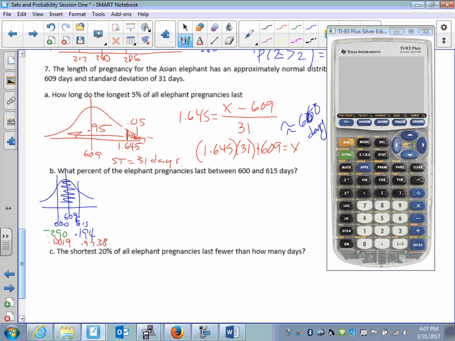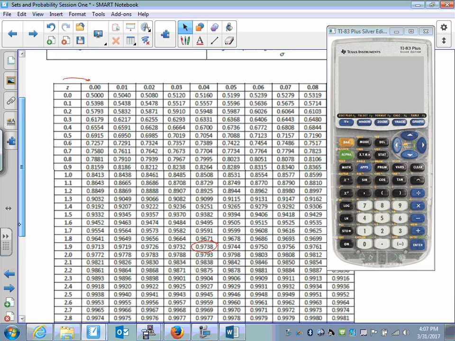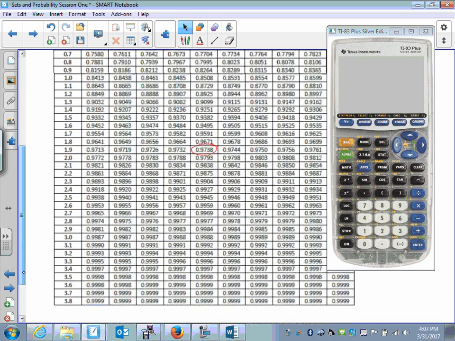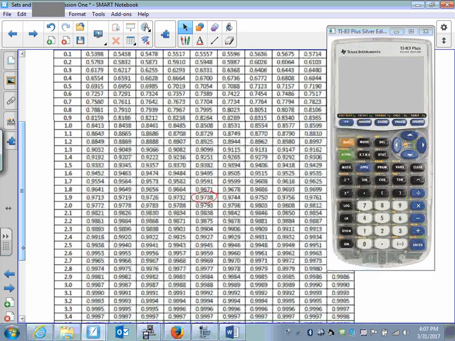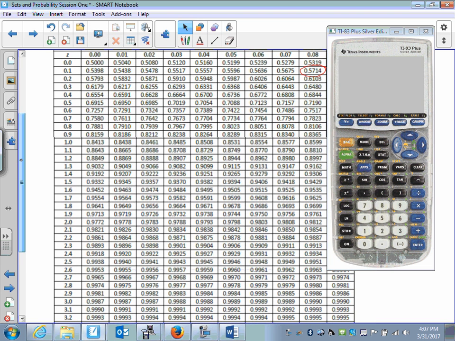Did I do that 0.194 right? I don't think I did. No, I didn't do that right. Where is that? 0.194, that would just be here, 0.5714. Okay. That's 0.19, and we drop the 4 because it's less than 5. So 0.5714.